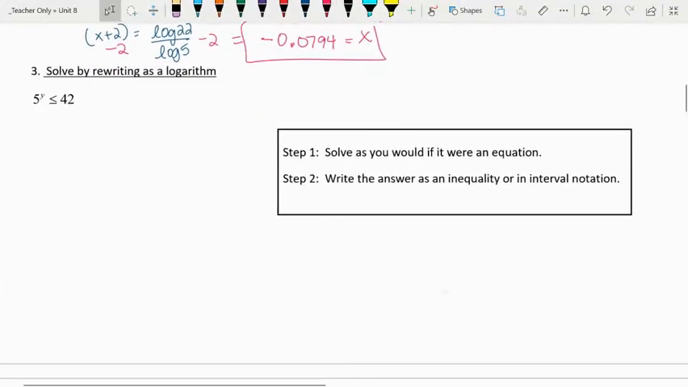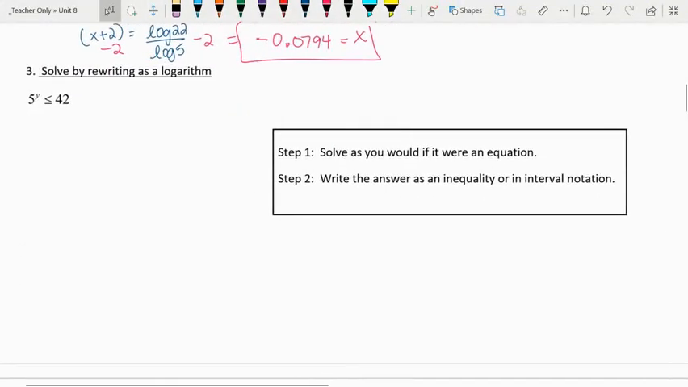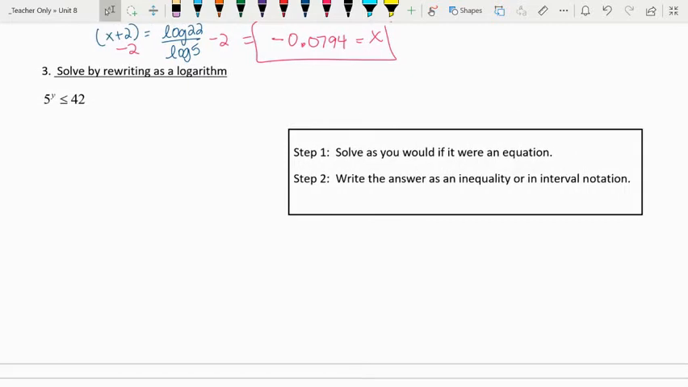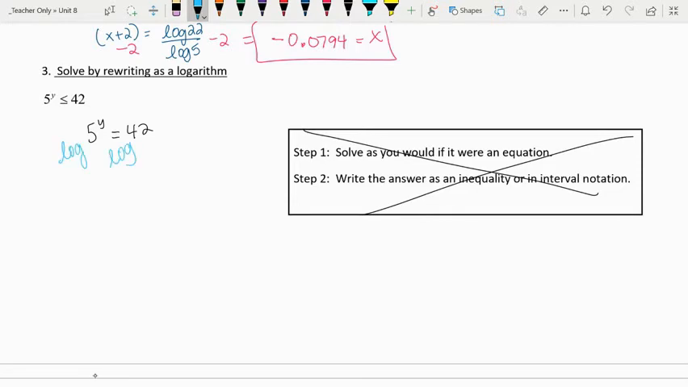So we are going to solve by rewriting the log again. We didn't do inequalities here, so let's just treat this as an equals. So don't worry about this extra step. Again, we are going to log both sides because the exponent is by itself. And anytime we do that, we throw the exponent out in front.